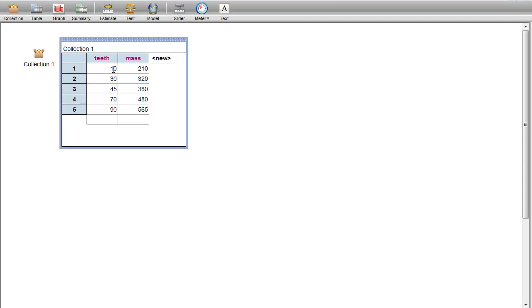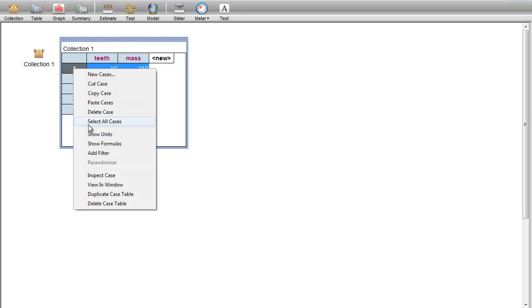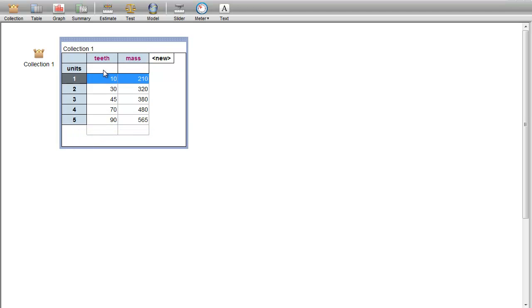Next, add units. Right click. Fathom understands different units. Next, let's make a graph.